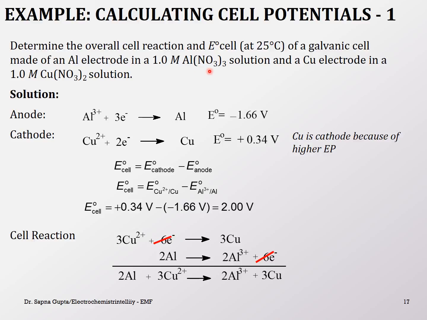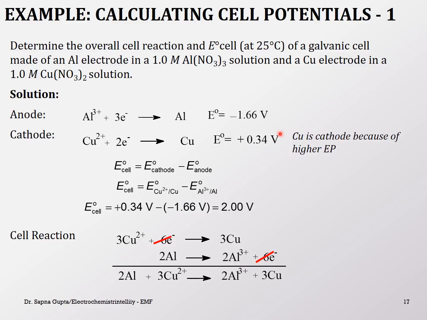So anyhow, you write the two equations out, where you have the aluminum and you have the copper. Why did we decide that aluminum is going to be the anode and copper is going to be the cathode? That has to do with the electrode potential. Copper has the higher electrode potential, which means that copper is going to be your cathode. Aluminum has the lower one, so that is the anode. That's all it is.